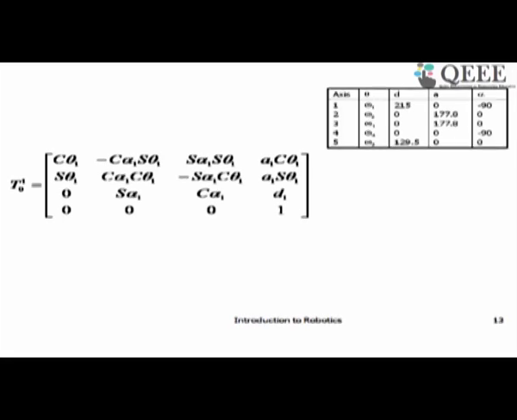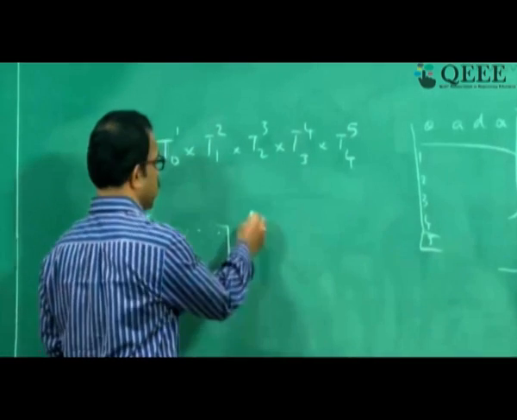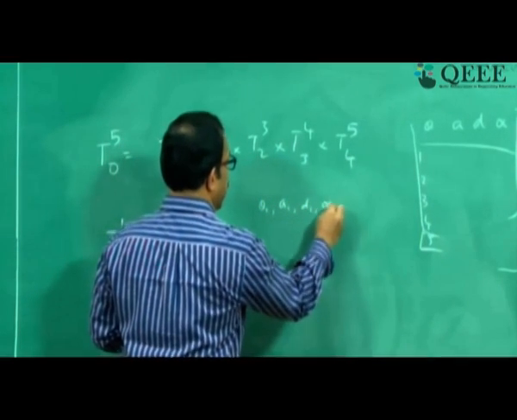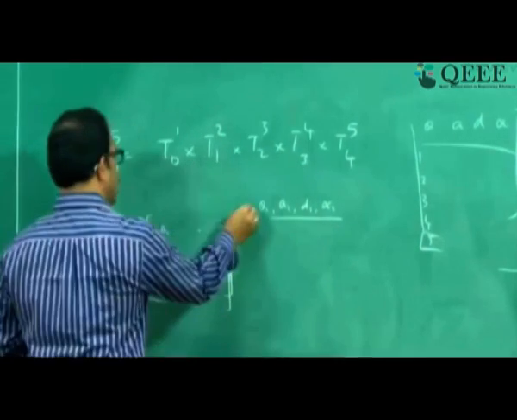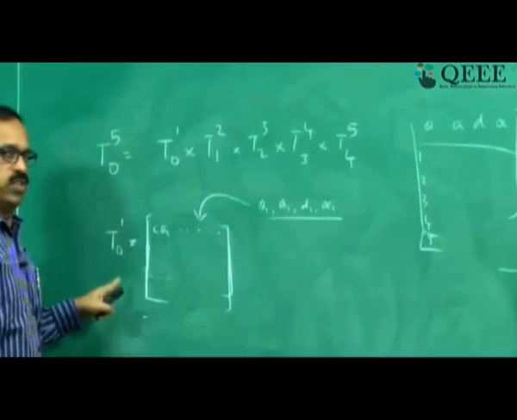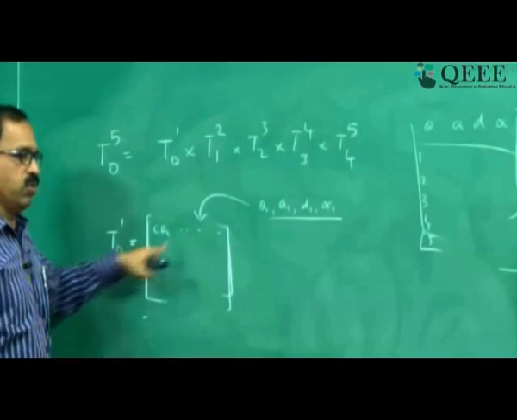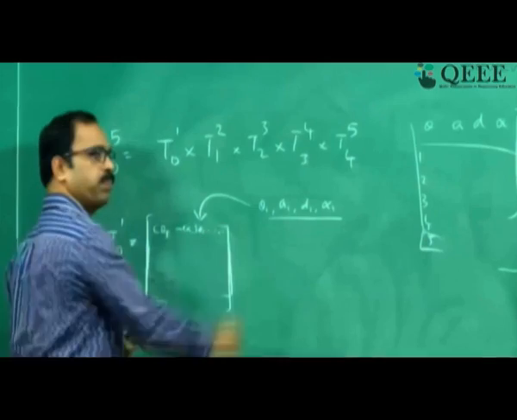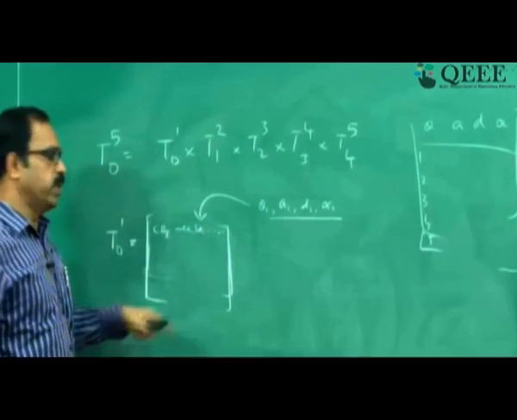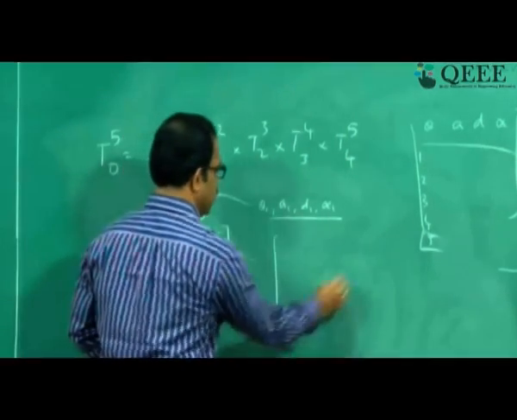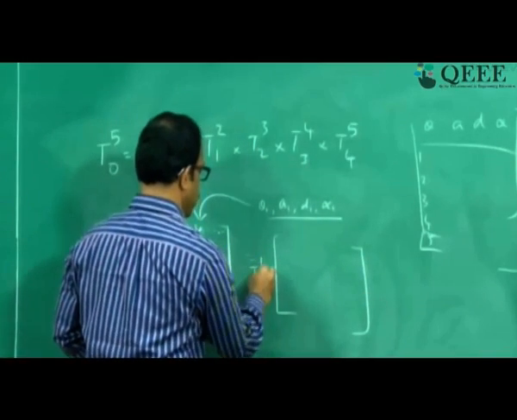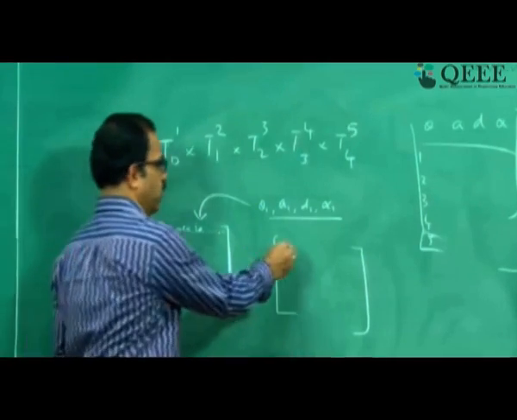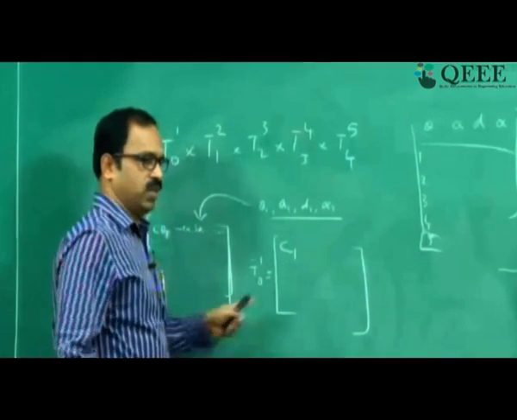So for T1 to 0, you substitute the values of theta 1, a1, d1 and alpha 1. The matrix has cos theta 1, minus cos alpha 1 sin theta 1, etc. Substitute the values and you will get one matrix, T1 to 0. It will be like this: cos theta 1, which I will write as cos 1.